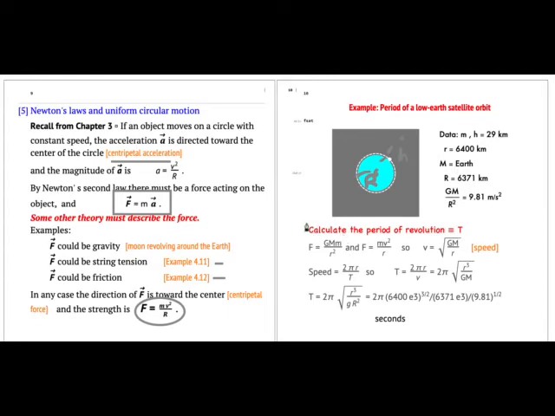Now what's the question? The question is, calculate the period of revolution. How long does it take the satellite to go around the Earth once? That's the period of revolution. Now it's moving with a constant speed.